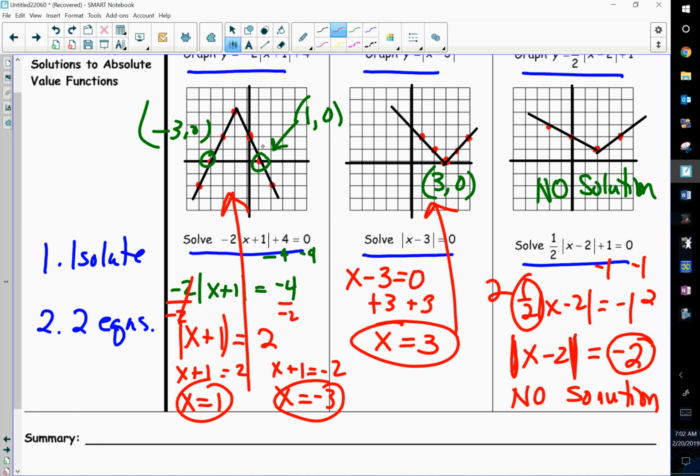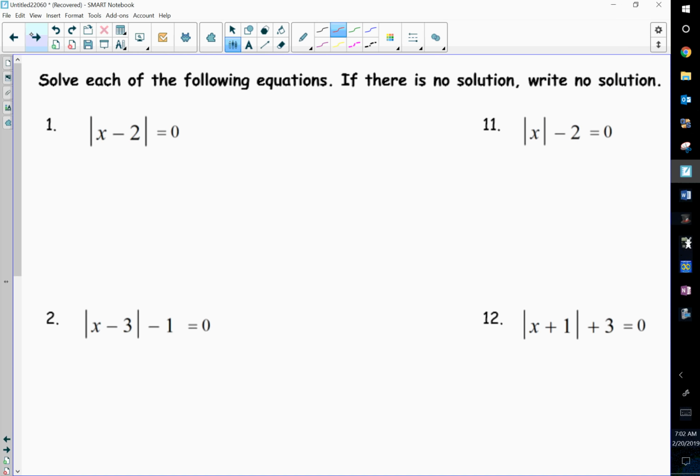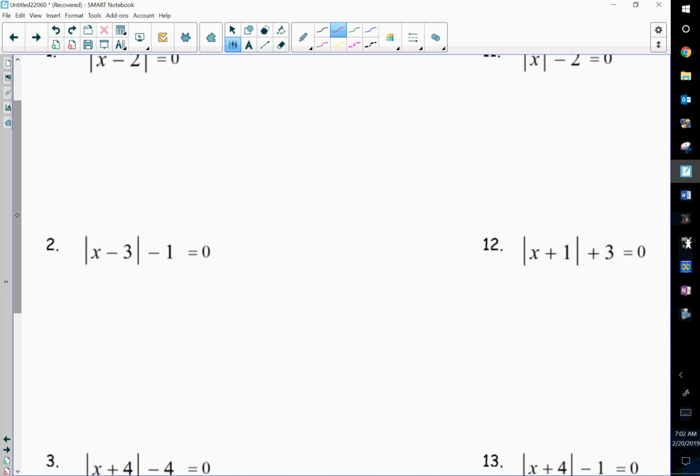So when you're graphing and trying to find the solutions, you're just looking where it crosses the x-axis. When you're solving an equation using absolute values, you'll either have two solutions, one solution, or no solution when you end up with a negative number. All right, your job now is to look in your OneNote notebook, and you'll find the absolute value part 4 assignment. Complete the equations by solving each, and that's it.